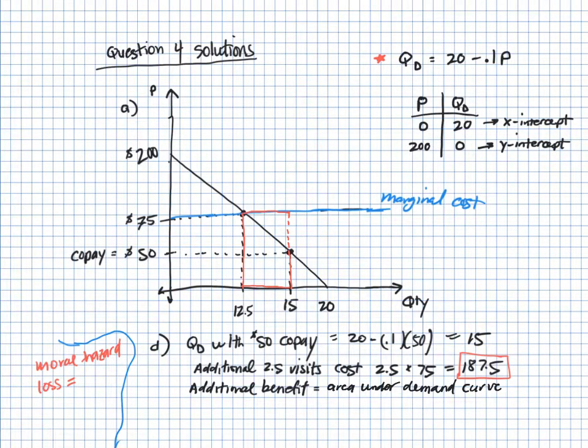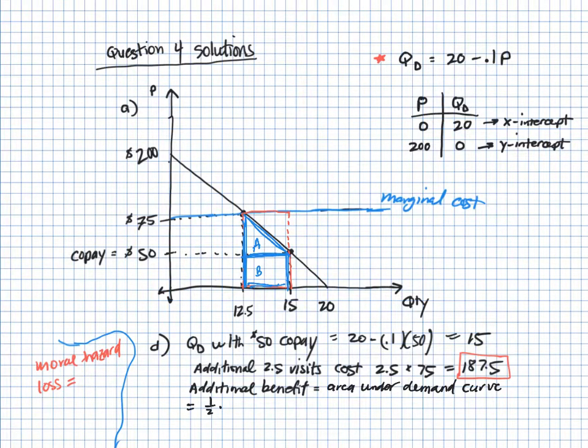The additional benefits, because there is still some benefit of going to the doctor those 2.5 more times. The additional benefit is the area under the demand curve between 12.5 and 15. It's going to be this irregularly shaped polygon. So what we're going to have to do to figure out the area, the dollar amount of the benefits, is to break this into a triangle and a rectangle. If we think of the triangle as A and the rectangle as B, we want to add area A to area B to find the total additional benefit from those 2.5 doctor's visits.